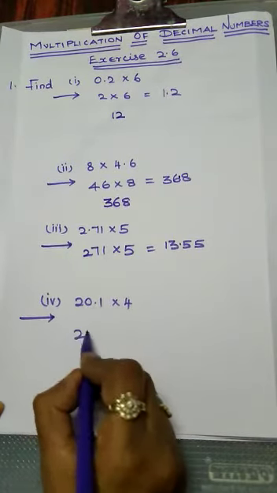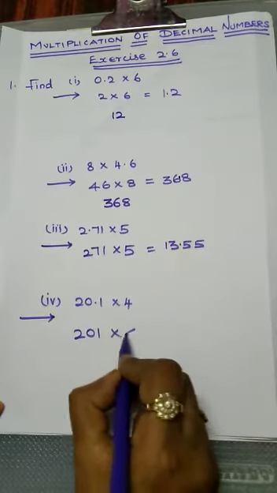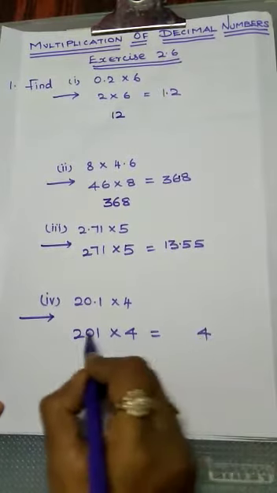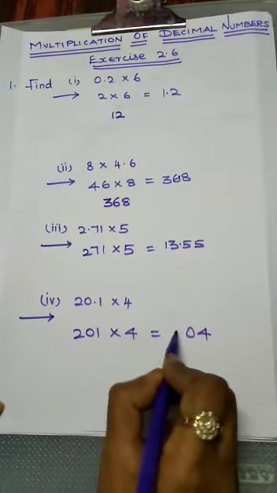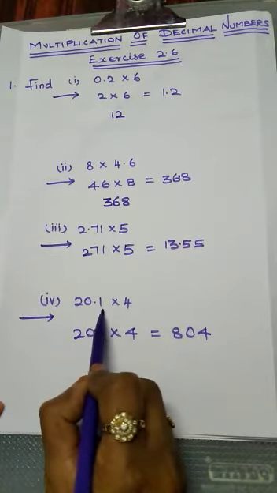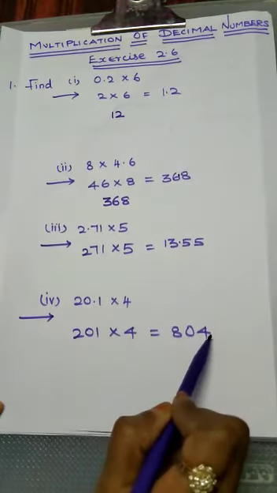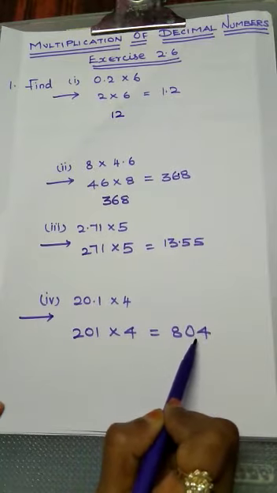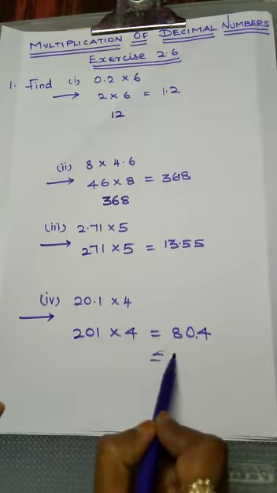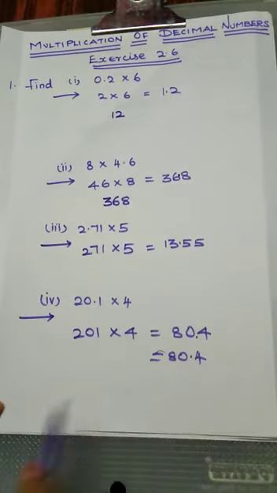The next problem, 20.1 into 4. Ignore the decimal point. Directly take the value 201 into 4. Multiply the values. 4 ones are 4. 4 into 0, 0. 4 twos are 8. Now count the places. After the decimal point, only one value is given. So we move the decimal point towards the left and put it here. So the answer is 80.4. That's all.